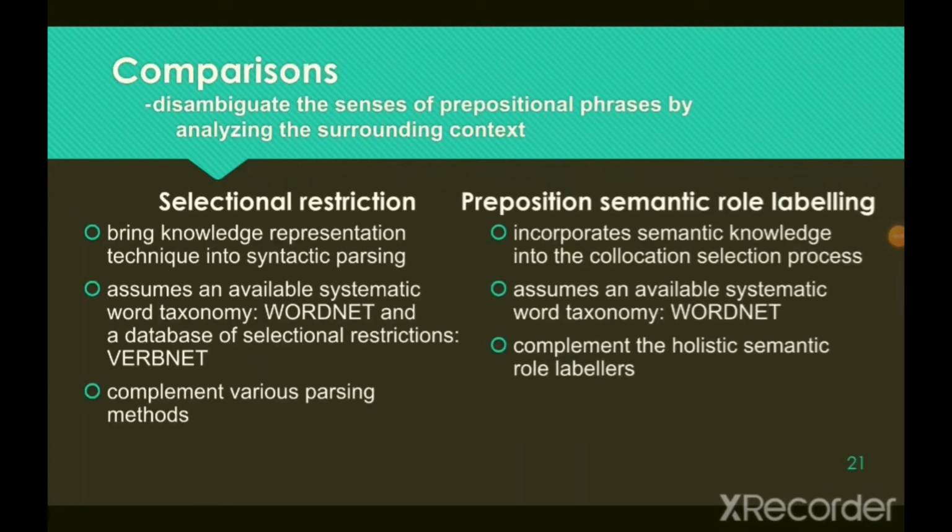Let's compare the two methods. Both methods do the disambiguation by analyzing the surrounding context. Selectional restrictions incorporate semantic information to do the syntactic parsing, and the labeling system incorporates semantic knowledge to do the collocation selection. And both methods rely on an available systematic word taxonomy to do the disambiguation. Selectional restrictions aim at complementing various parsing methods, and the labeling method aims at complementing the holistic semantic role labelers.